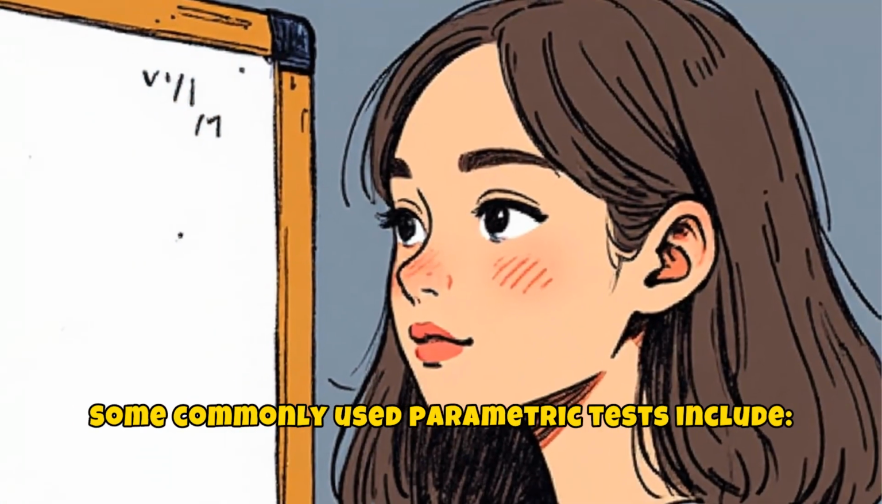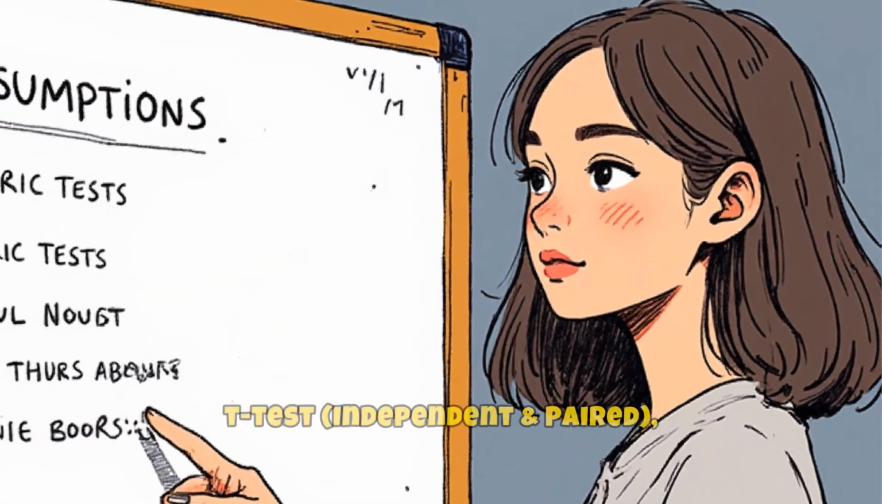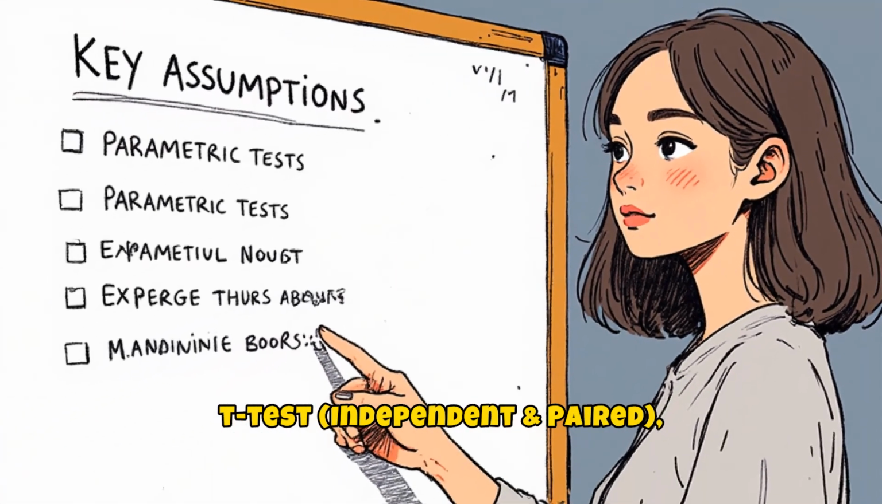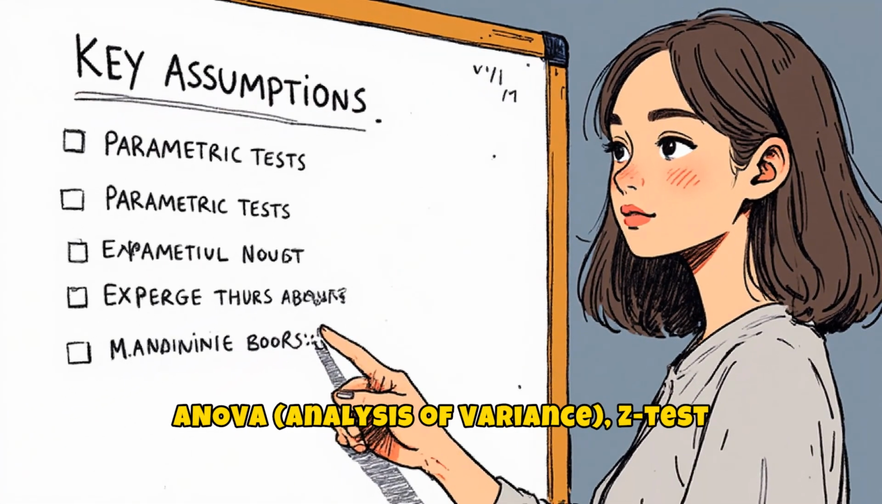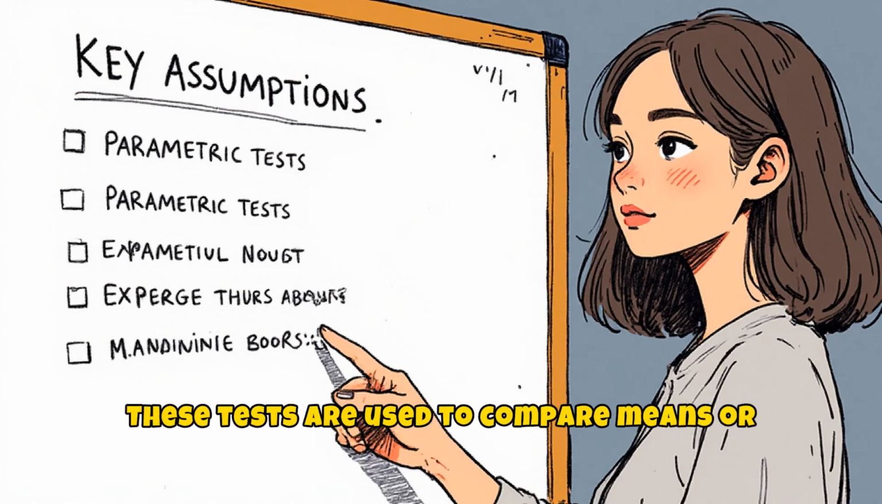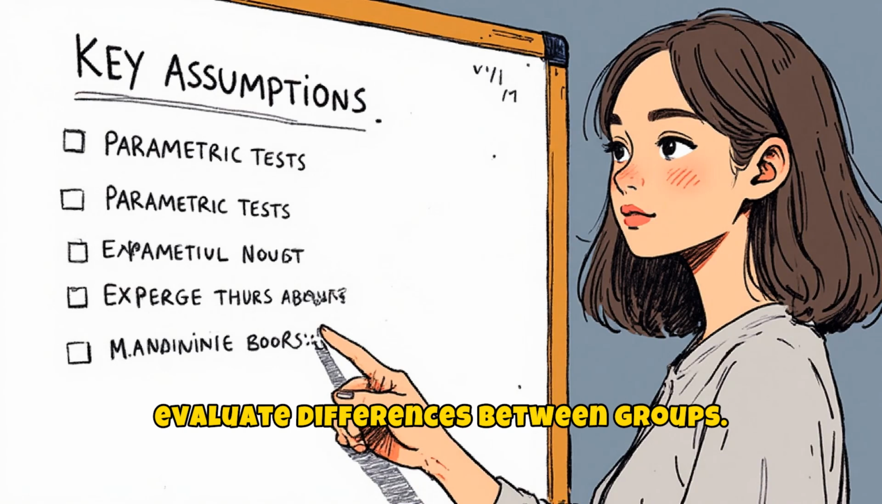Some commonly used parametric tests include t-test, independent and paired; ANOVA, analysis of variance; z-test. These tests are used to compare means or evaluate differences between groups.